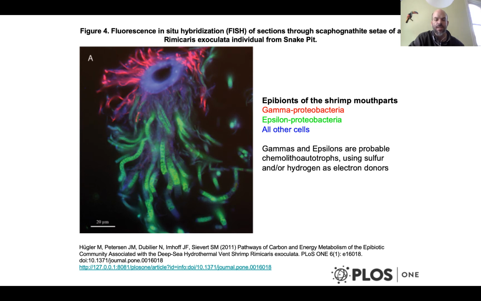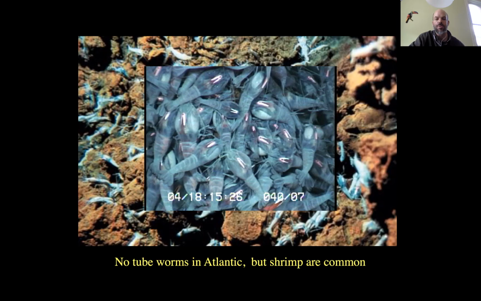Exactly what these bacteria are doing on the mouth parts of the shrimp is still being figured out, but it's clear that they are chemoautotrophs. They are fixing carbon dioxide, powered by sulfur, and also probably hydrogen gas as their electron donors. And so what happens is that the shrimp are crowding around the source of the sulfur-rich water coming out of the rocks because they're literally gardening the bacteria growing on their mouthparts.